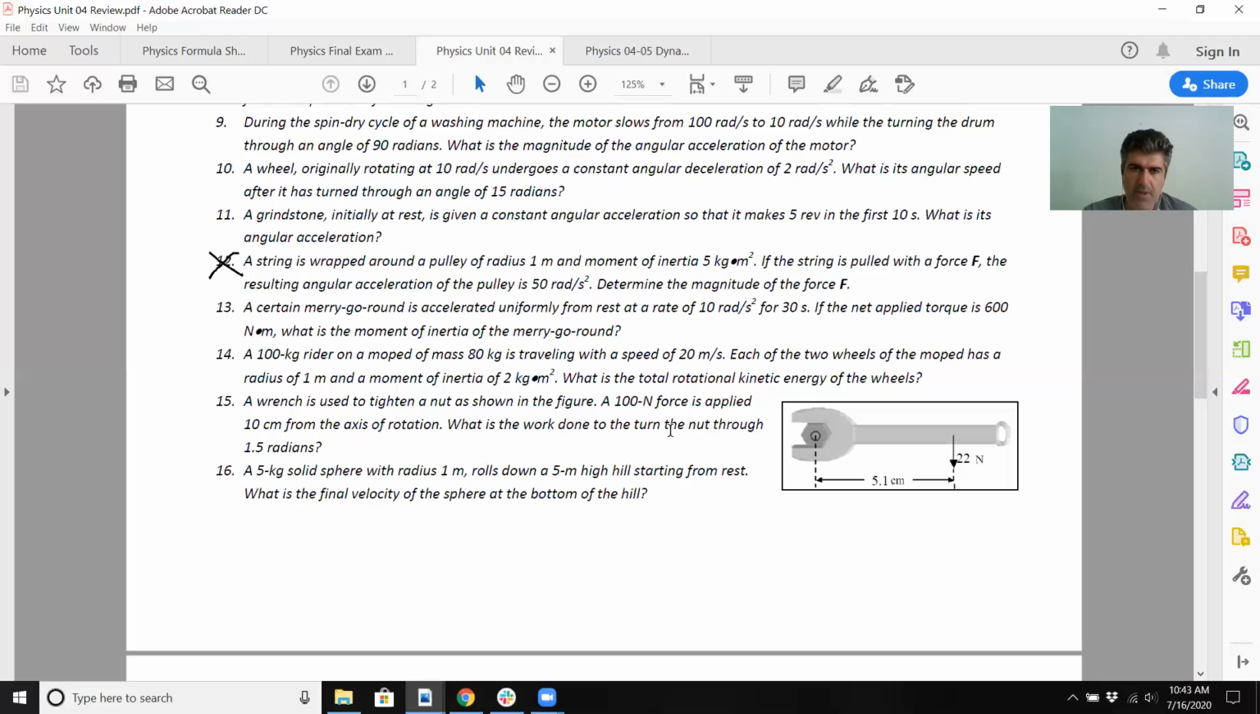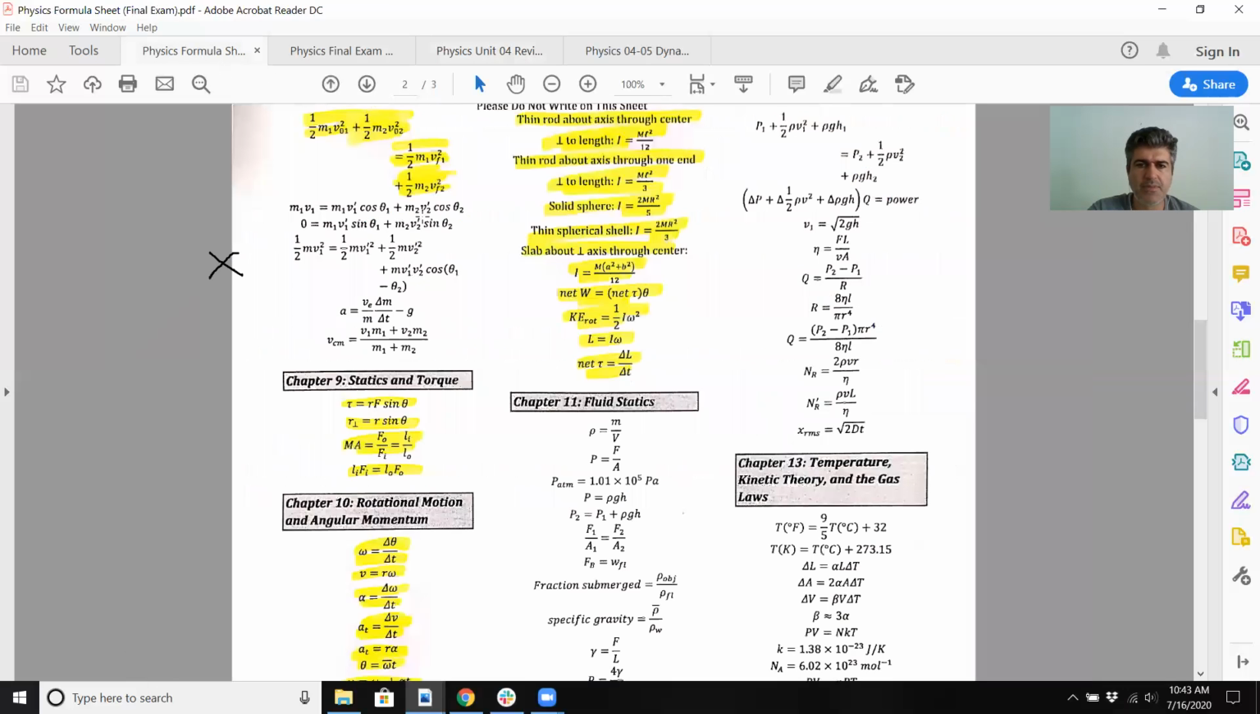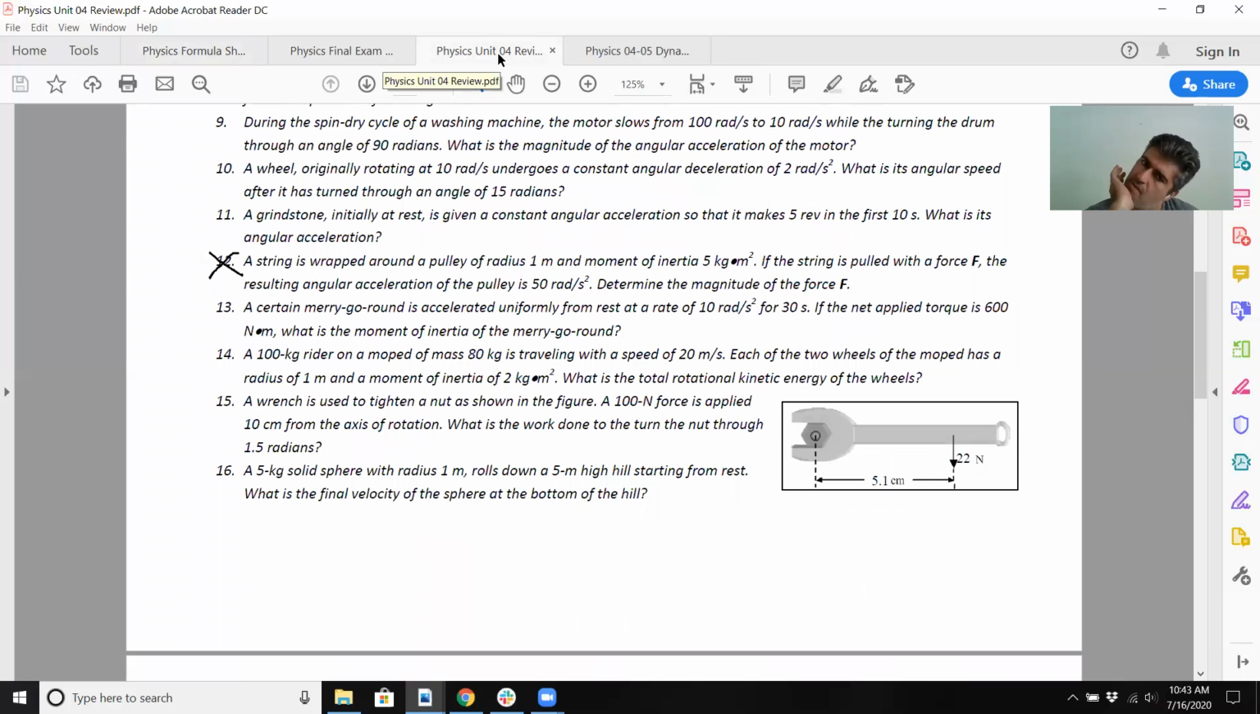So yeah, your work is right here, tau times theta. So we know force times radius is going to be our torque.